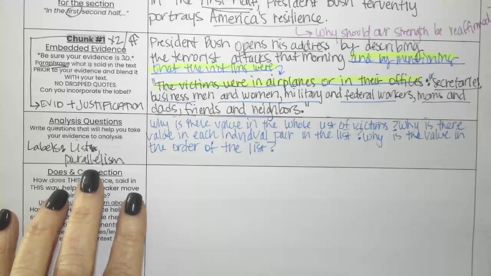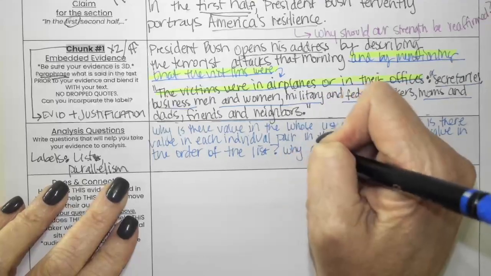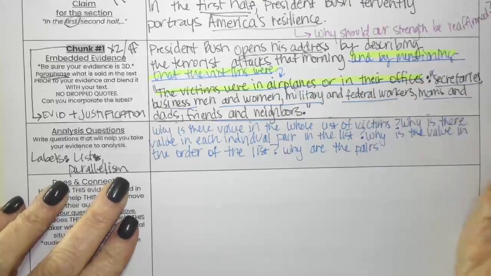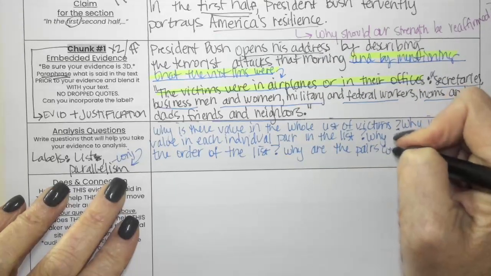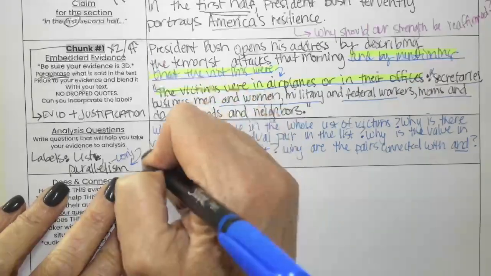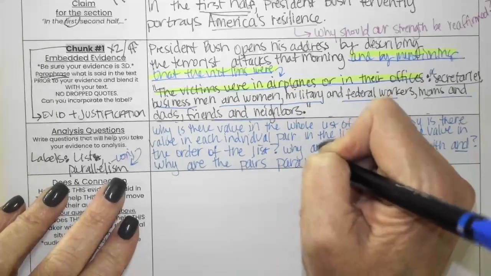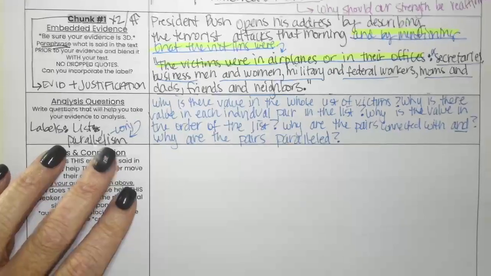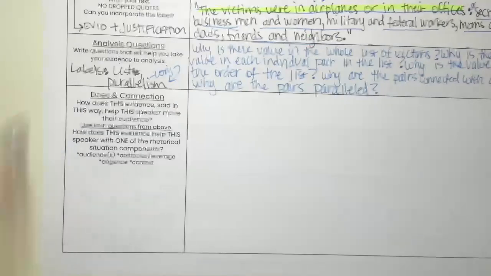The other thing that we talked about is parallel, right? So here I can say, like, why are the pairs, and we had conjunction in there too, right? Because the conjunction kind of creates the parallelism. Why are the pairs connected with and? Why are the pairs paralleled? Notice that none of my questions are, what does that list mean? I have to talk about the power in that list, okay? All right, so now the dozen connection, this is our analysis.